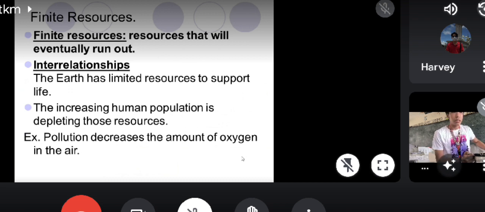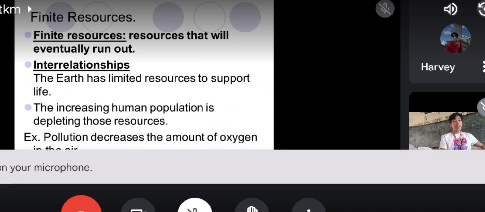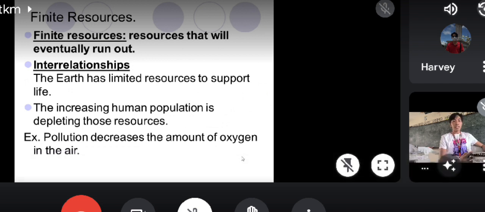Finite resources are resources that will eventually run out. Interrelationship means the earth has limited resources to support life. The increasing human population is depleting those resources. For example, pollution decreases the amount of oxygen in the air.